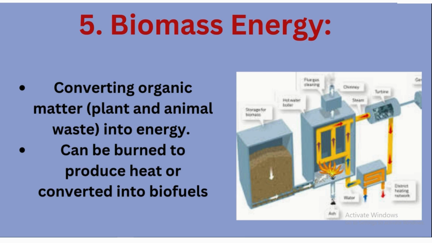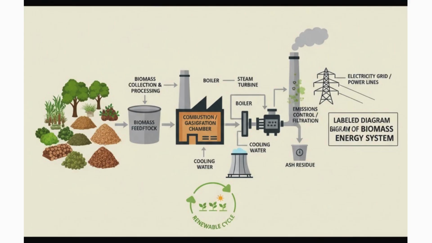So now the fifth example of a renewable energy source is biomass energy. Biomass energy can be defined as converting organic matter, for example plants and animal wastes, into energy. It can be burned to produce heat or converted into biofuel. So we explain this with an example of how biomass energy works.